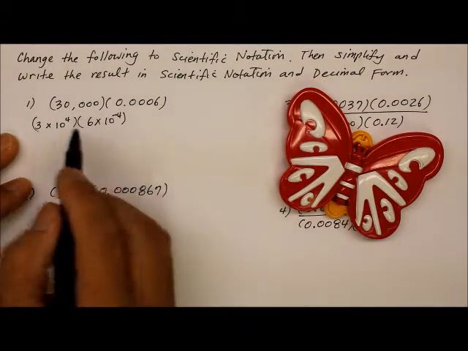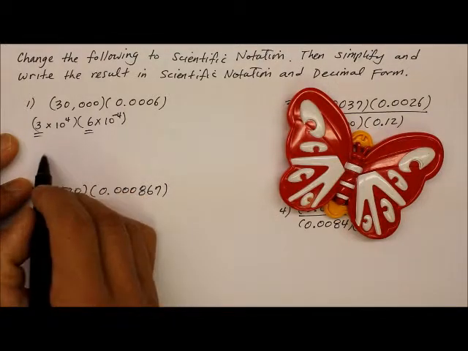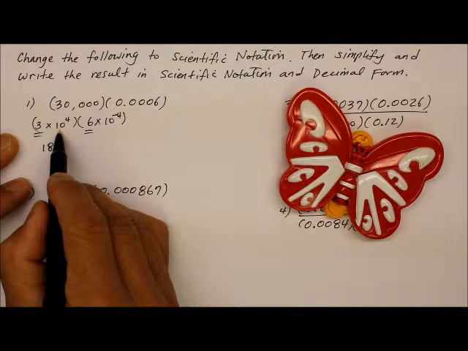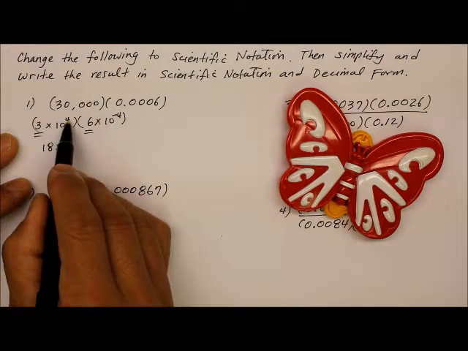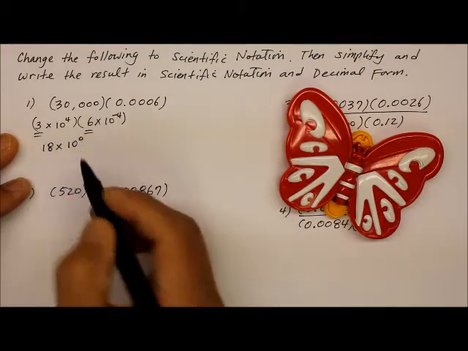So the rule is this. Multiply the 3 and the 6 together to become 18. Times, and now you're multiplying the base is 10, and since the 10s are the same, you add the exponents. So you get 10 to the 0 power.